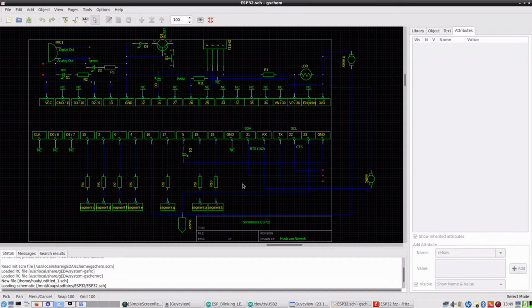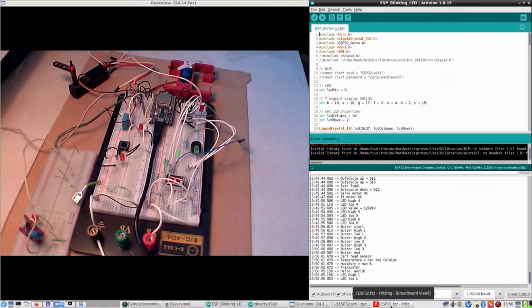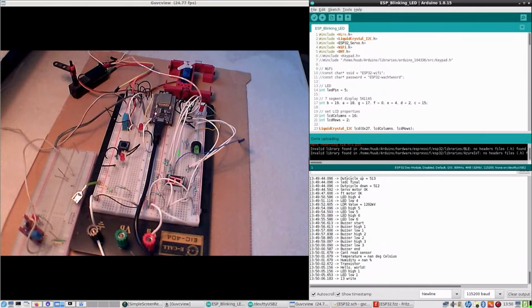A GNU electronic design application, and then Fritzing. Anyway, this is what it is about, and with the transistor is the problem, because that signifies that this circuit is being addressed.